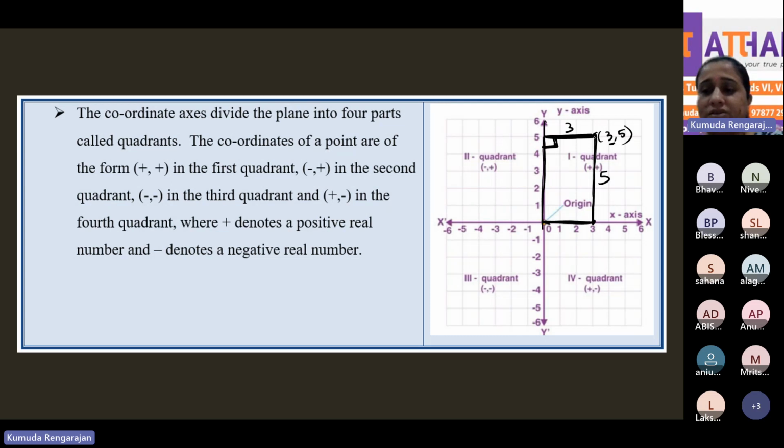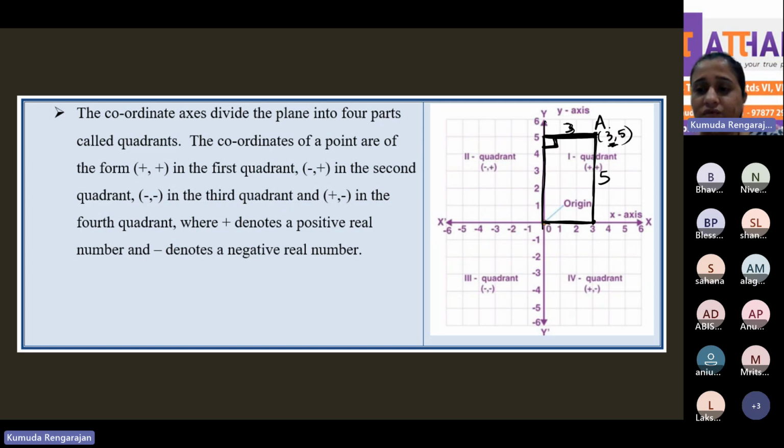And where is the point? The point is here. Let me call it A. The perpendicular distance of this point A from the y-axis is 3 units. That is the x-coordinate. The x-coordinate represents the perpendicular distance of the point A from the y-axis.